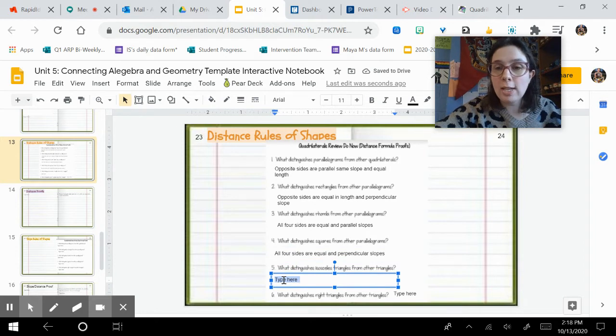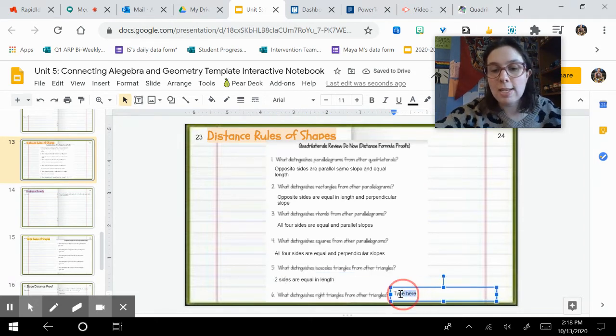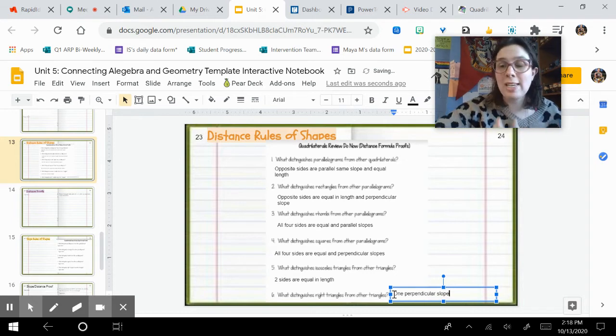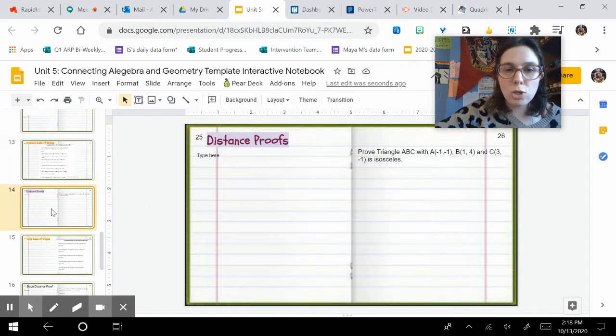Triangles: isosceles is two sides equal in length. And a right triangle has one perpendicular slope, so it's a 90-degree angle. All right, so now let's do one of these.